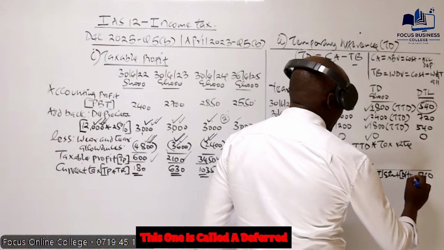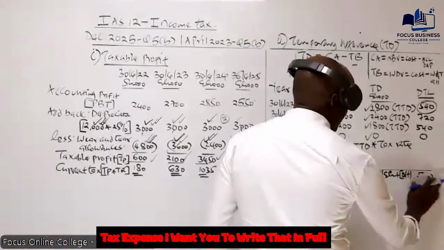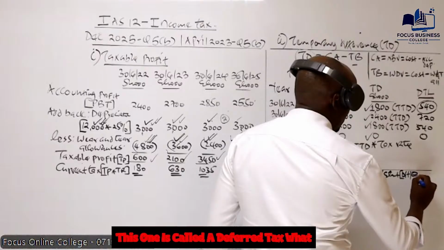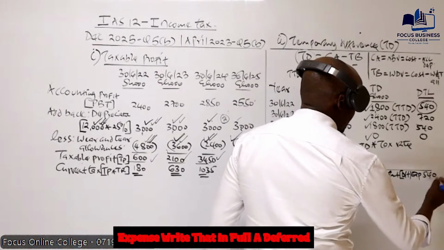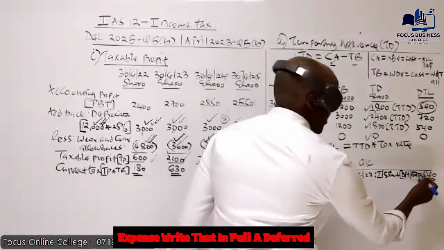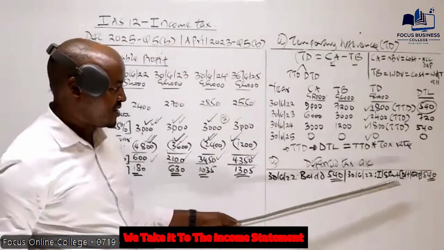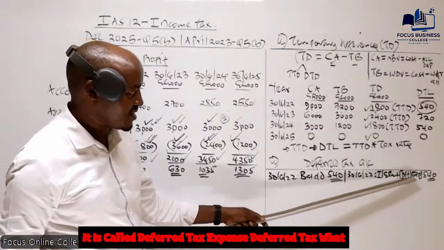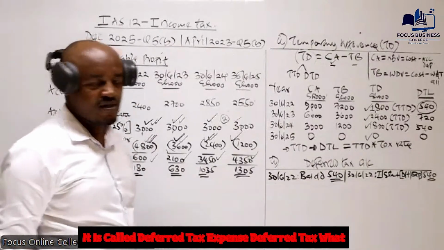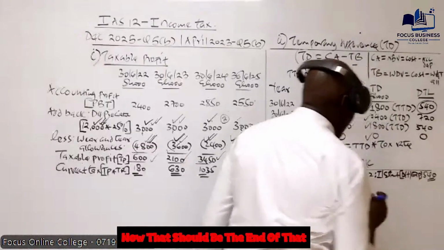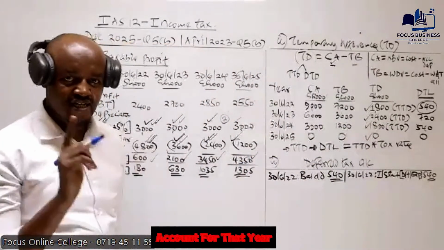This one is called a deferred tax expense. I want you to write that in full. This one is called a deferred tax what? Expense. Write that in full. So this one, we take it to the income statement. It is called deferred tax expense. And basically now that should be the end of that account for that year.